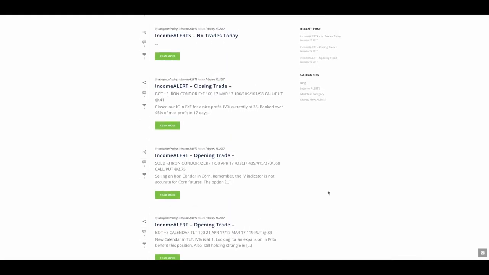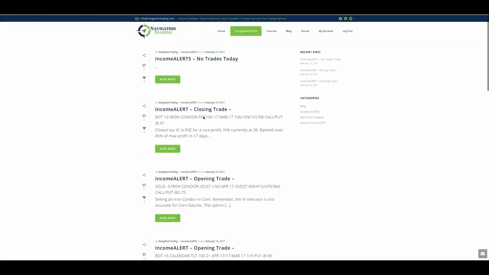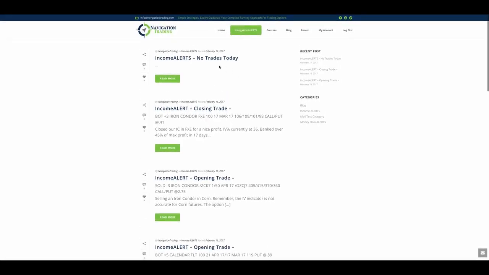Next trade was in FXE, so we closed this one for a nice profit. IV got down to 36, made about 45% of max profit on that one in 17 days. And then today on Friday, no opportunities to make trades, so no trades today.